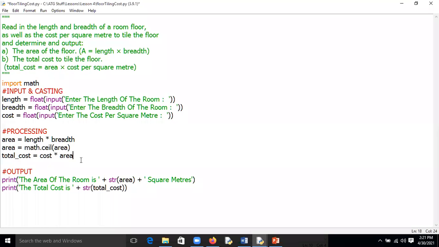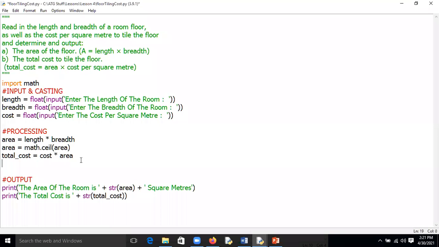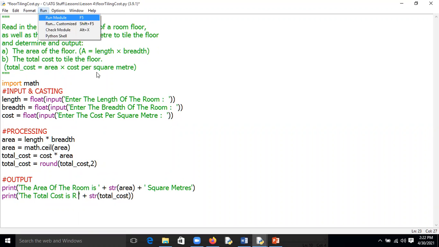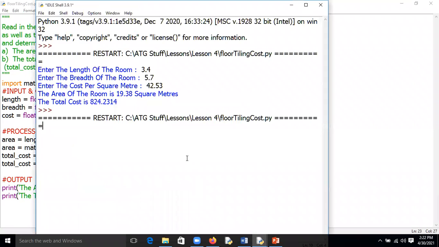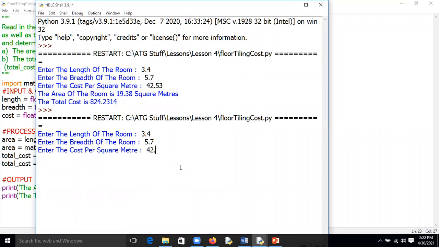And then our total cost must be to 2 decimal places. Remember that? So how do we do that? So we're going to go with total cost is assigned. Remember our round built-in function, people? And it's going to be total cost, comma, it's money, so it's 2 decimal places. All right, and here I'm going to put in an R just to make it look neat. So once again, I'm going to enter the same values, 3.4 meters by 5.7 meters and 42 Rand 53, and there we go.